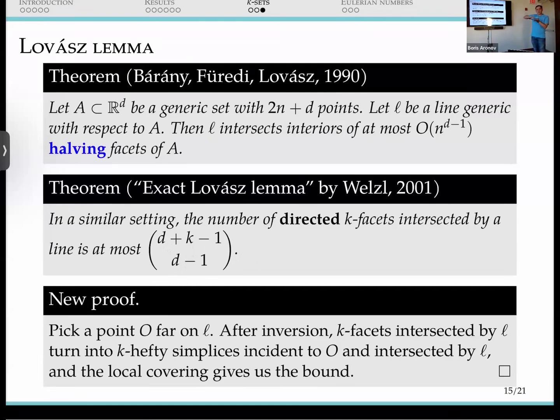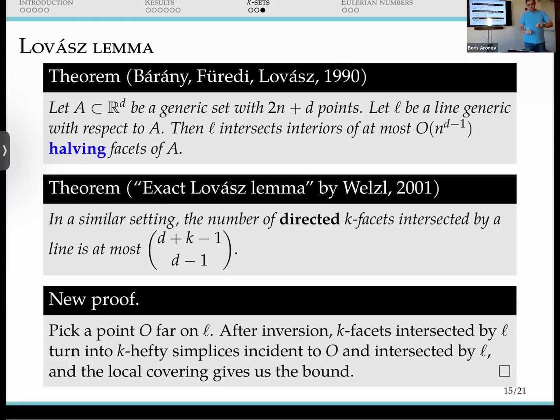And directed means that we're looking on which side the k points are. So we're looking only at the facets that have k points on one of the sides. And this is dangerously close to the binomial coefficient that we had before for the local version. And that's exactly what we can do.